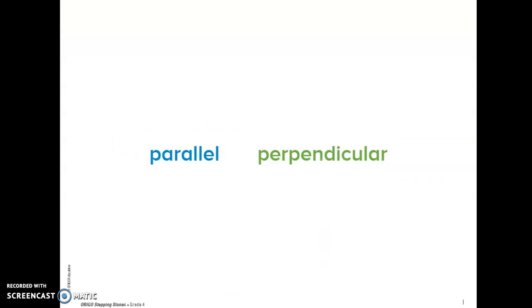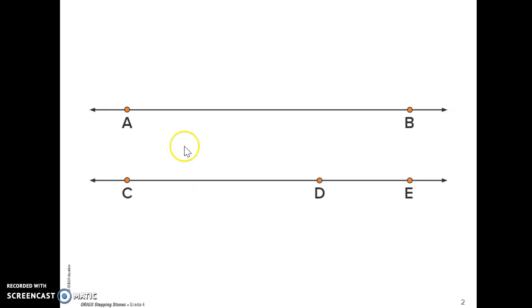So to review, we have talked about parallel and perpendicular. Our parallel lines are always going to be the same distance apart and go on in each direction, and they would never cross each other. So here we could say that segment AB is parallel to segment DE. And then we could also name others within this.